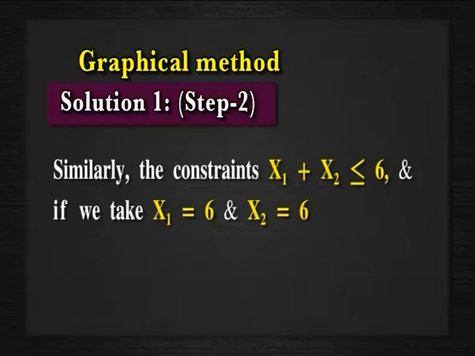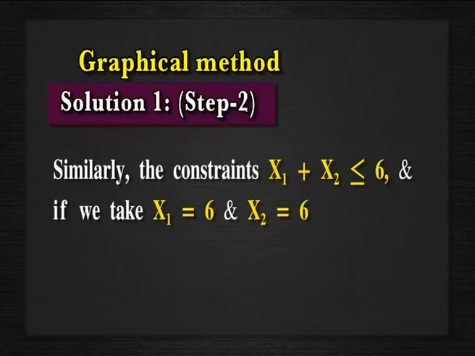But the question is, where are the points satisfying x1 + 2x2 ≤ 10? Any point above the constraint line violates the inequality condition, but any point below the line does not violate the constraint. Thus, the inequality and non-negativity conditions can only be satisfied by the shaded area, that is the feasible region.